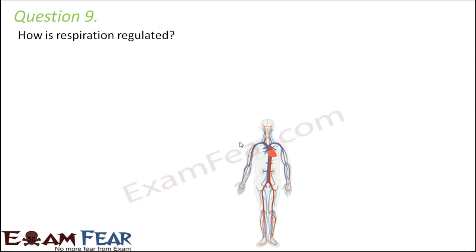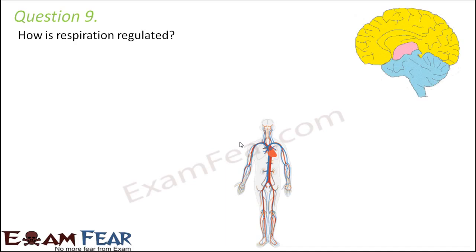Let us look at the last question of this lesson. How is respiration regulated? Now, who regulates respiration? As we all know, in a human body, the brain is the control center for each and every organ. So whatever life processes are taking place inside our body, the main control center is the brain. So the brain sits there and controls all the activities taking place inside our body. So the process of respiration also is controlled by the brain.